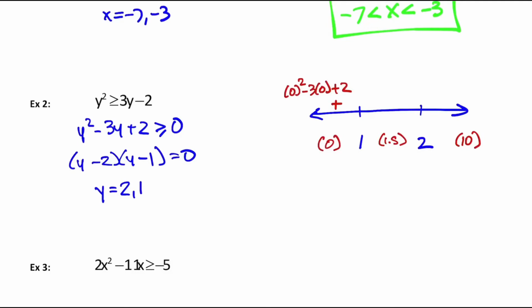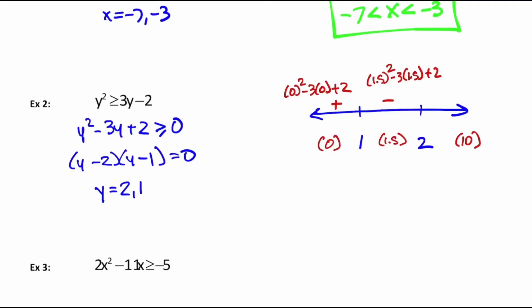Plug in a 1.5. You might think, oh boy, this is going to be a pain because I have to do decimals. 1.5 squared minus 3 times 1.5 plus 2. Well, 1.5 squared, it's like 15 squared, 225. So 1.5 squared is 2.25 minus 4.5 plus 2. Well, that's going to be negative because 2 plus 2.25 is less than 4.5. So that piece of the number line is going to be negative.